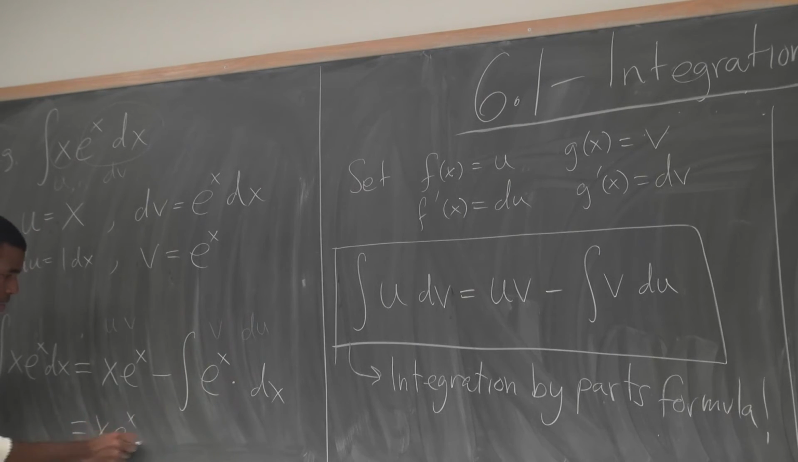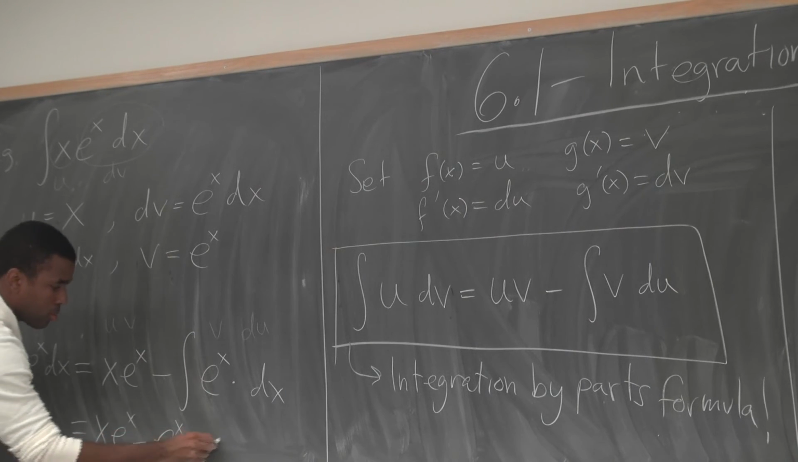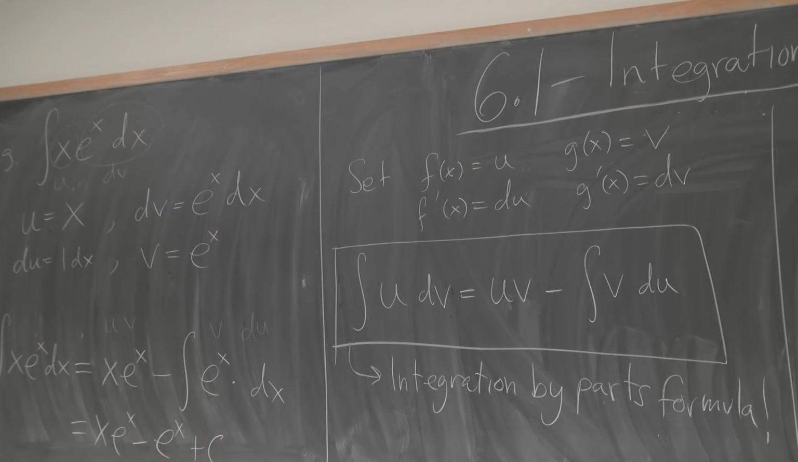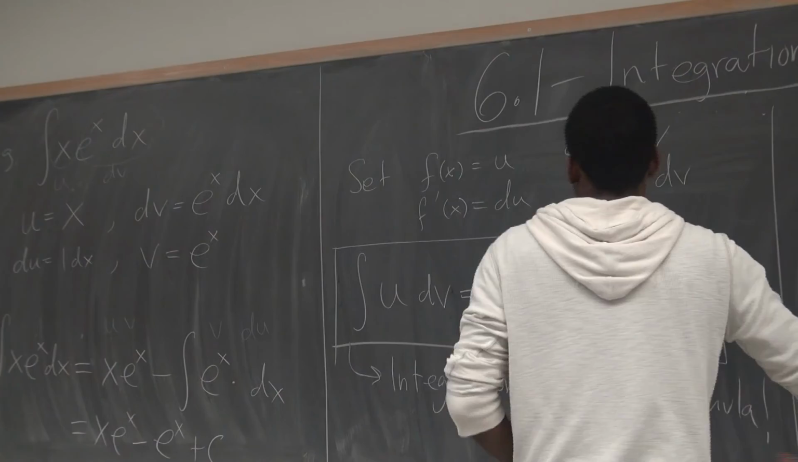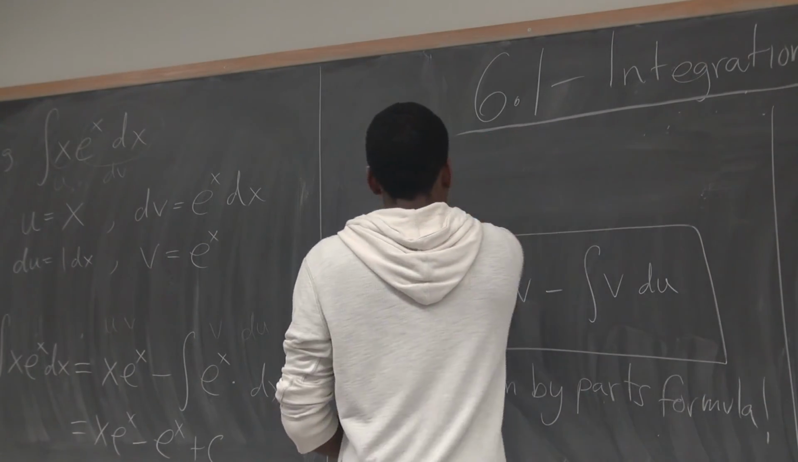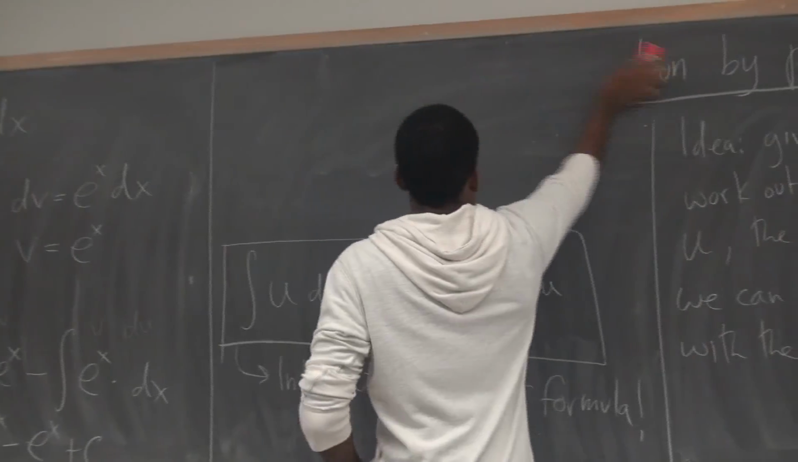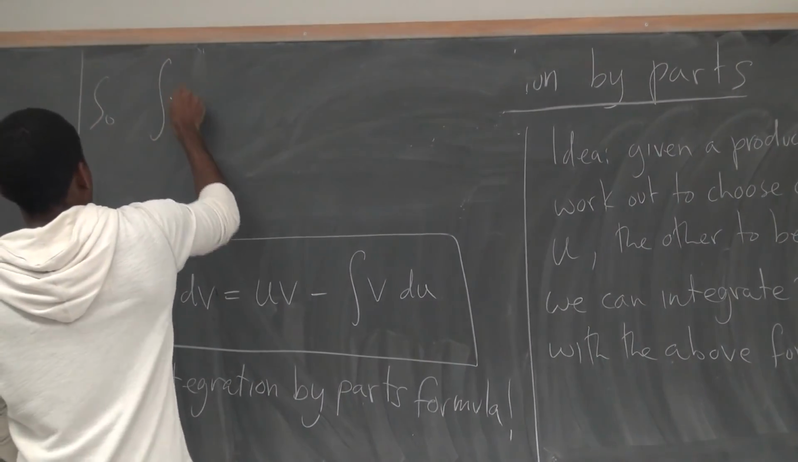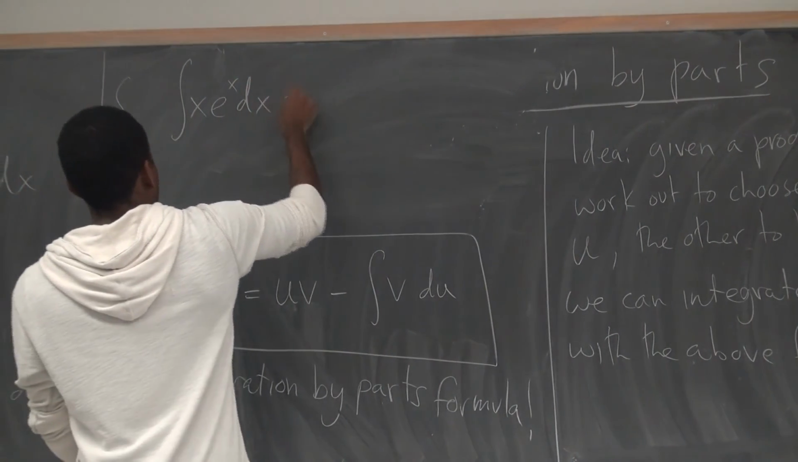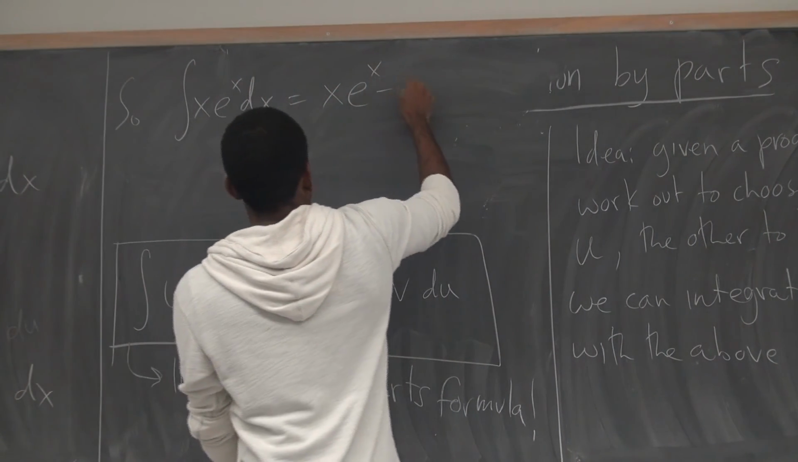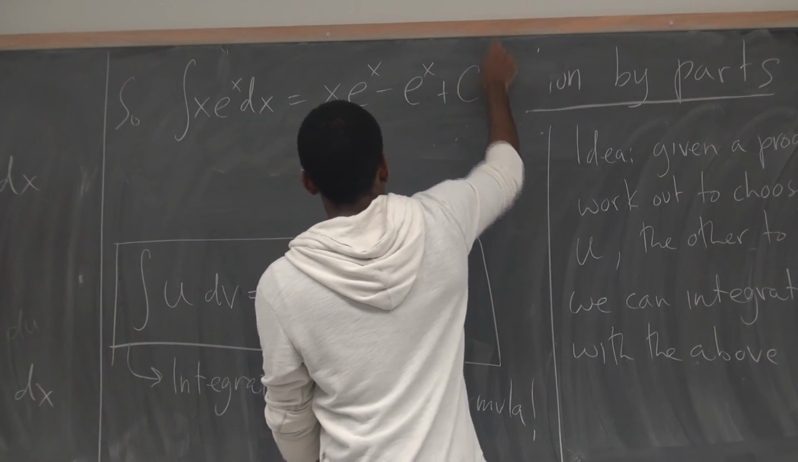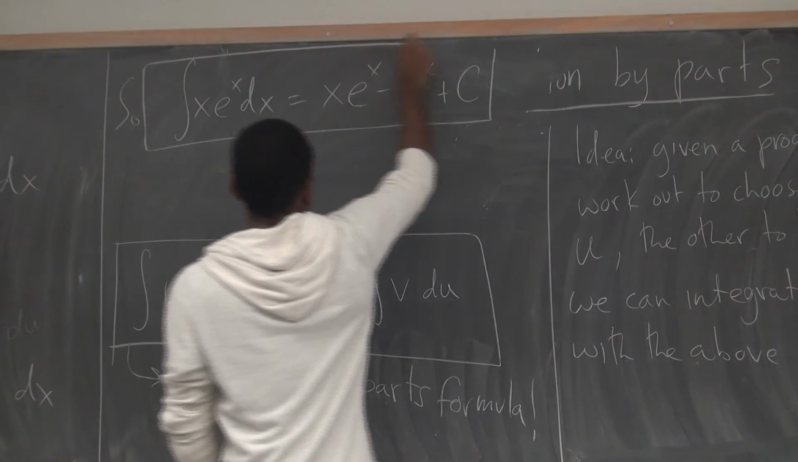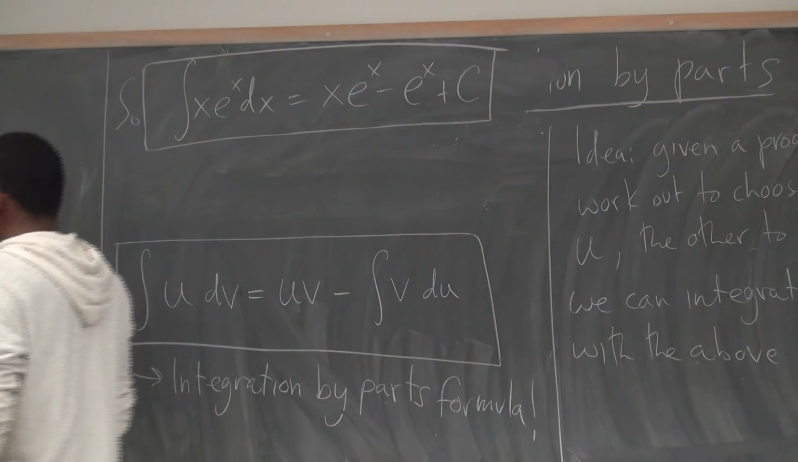This is x e to the x minus, what's the antiderivative of e to the x? E to the x plus c. That's the antiderivative of x e to the x. So the antiderivative of x e to the x dx is equal to x e to the x minus e to the x plus c. It's not something you have to have memorized. I'm just highlighting them. Yes?